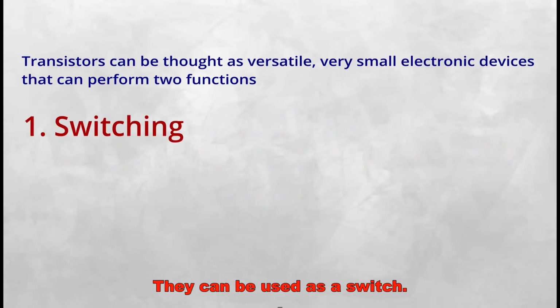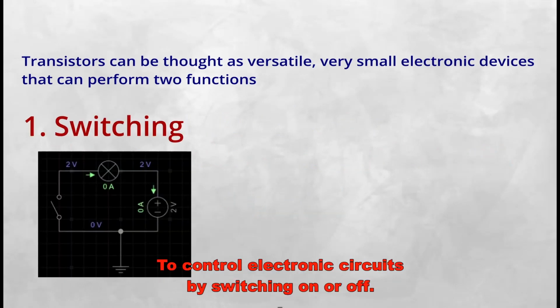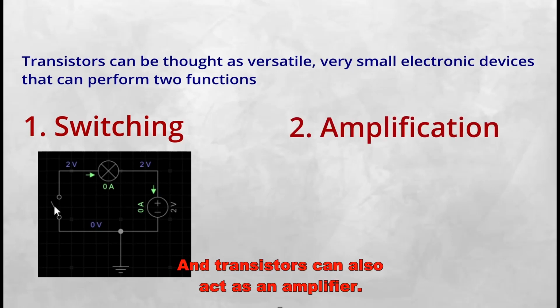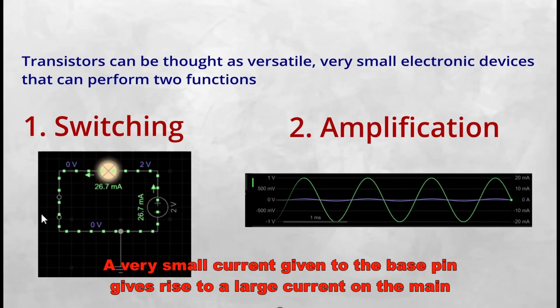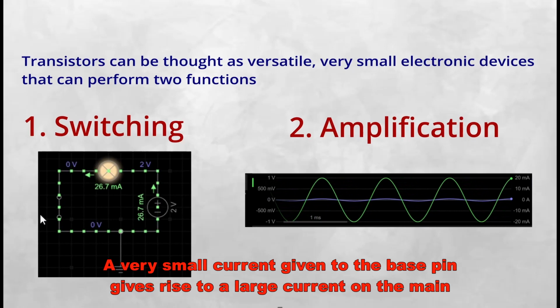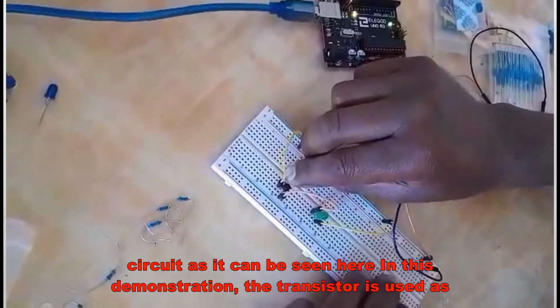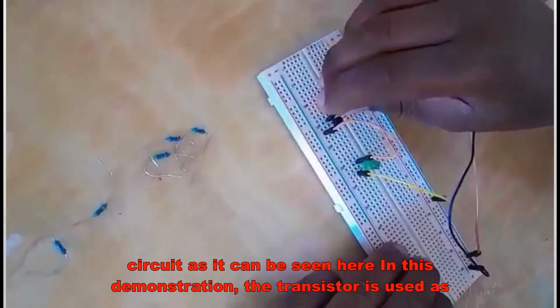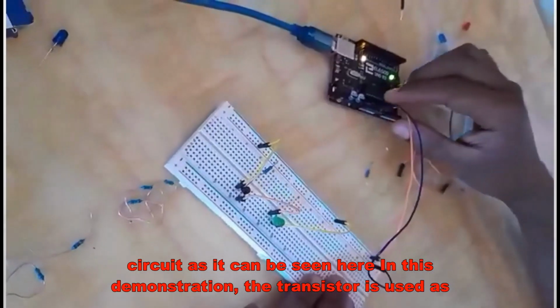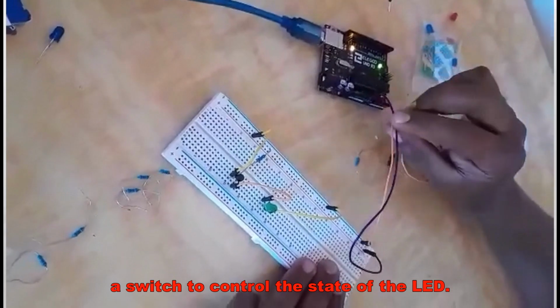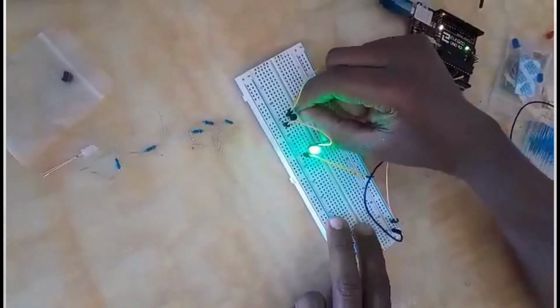They can be used as a switch to control electronic circuits by switching on or off, and transistors can also act as an amplifier. A very small current given to the base pin gives rise to a large current on the main circuit. As it can be seen here in this demonstration, the transistor is used as a switch to control the state of the LED.